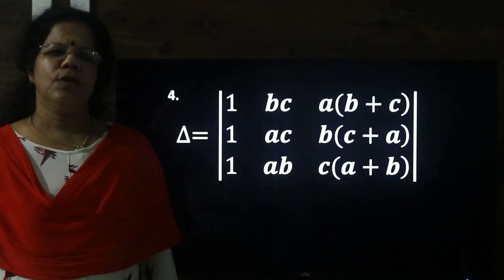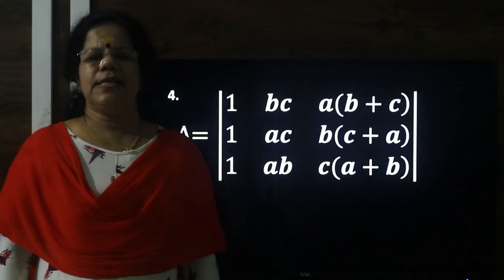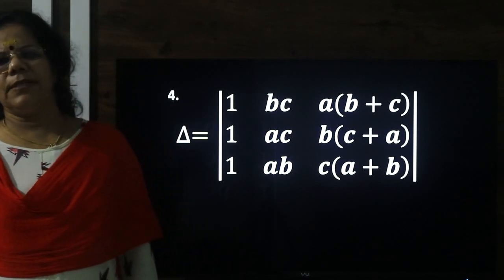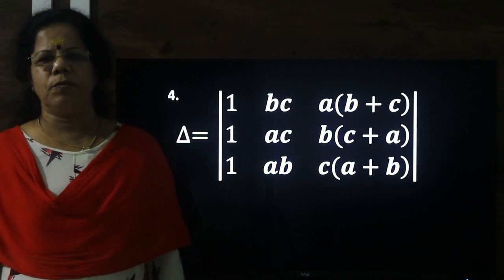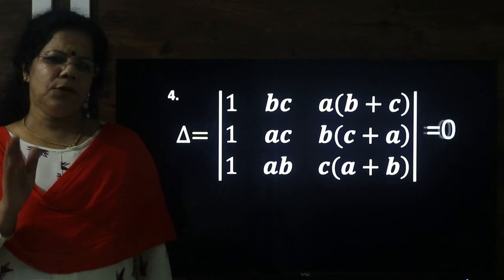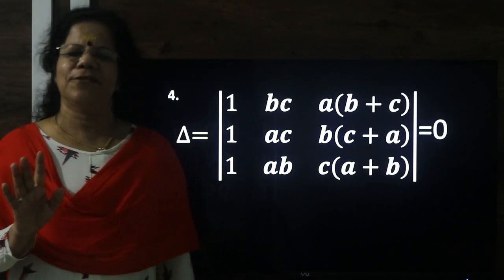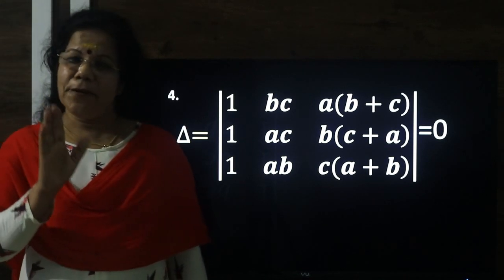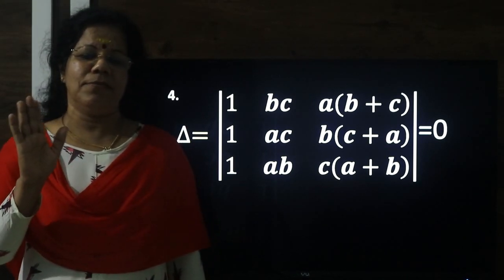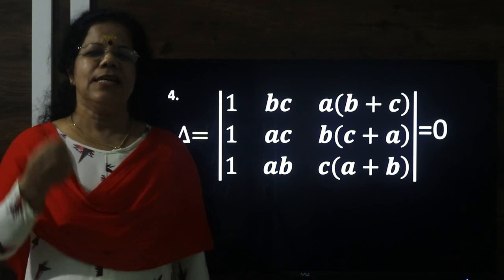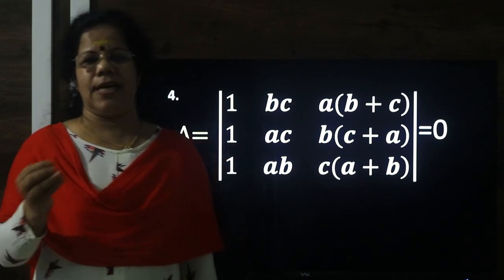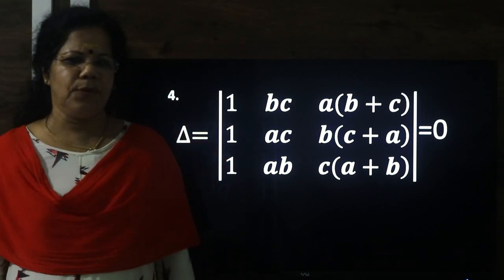Now let us go to question number 4. You see that delta is equal to a determinant, one expansion is given. We have to prove that it is equal to 0. Once you observe closely, you will get the answer. It is not so difficult. But if you are very friendly with the problem, then it is easy. Otherwise, if you only remember the steps, it is not easy. R1 changes. You can do as you like.